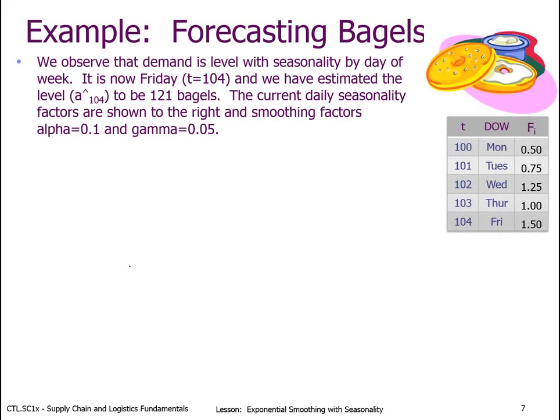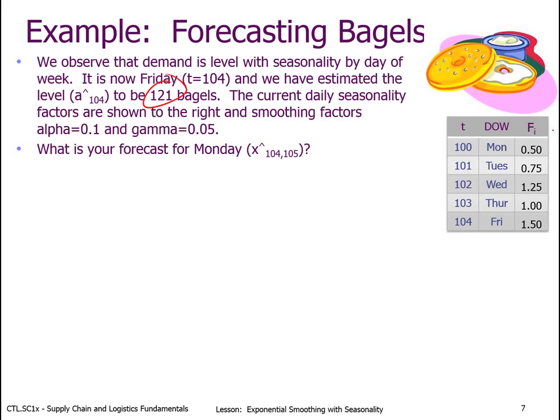We got bagels, and we're sitting in Friday, time period T104, and we've estimated that the level demand is 121 bagels. So that's on average, I sell 121 bagels a day. You know, a little less on Monday, a lot more on Friday, whatever, but on average, I'm estimating I'm selling 121. And here are the seasonality factors in this table to the right. And I've got a smoothing factor of alpha 0.1, gamma 0.05.